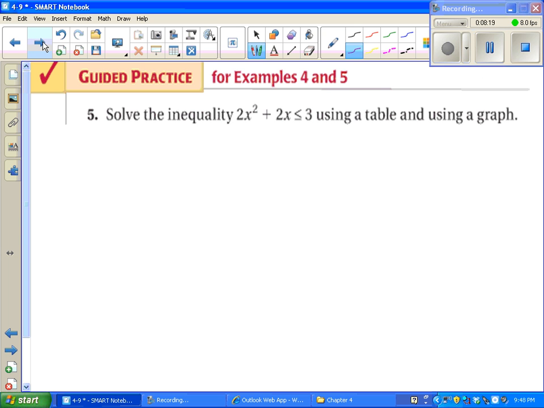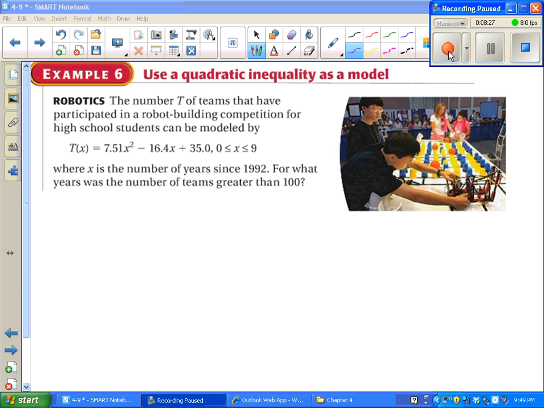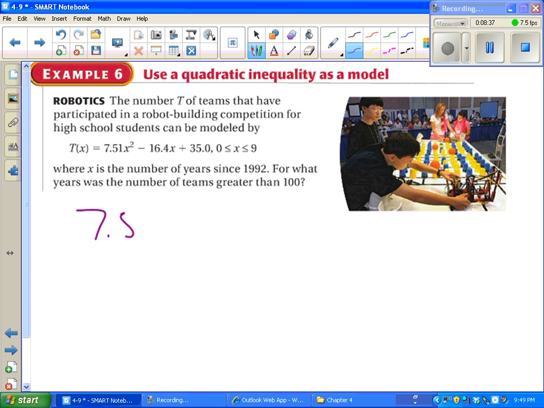At this point, you can try one on your own, or do it later. Go ahead and pause the video and try to figure out what's going on here. Looks like we've got an equation that tells us how many teams are participating in a robot building competition, and we want that number of teams to be greater than 100.